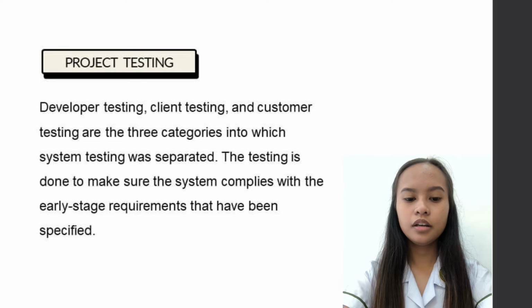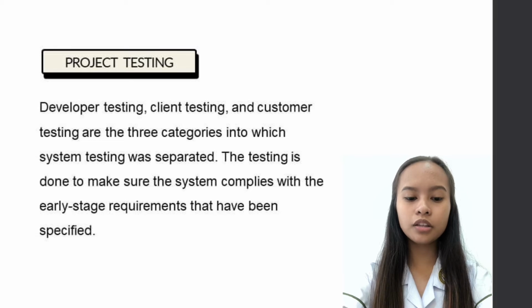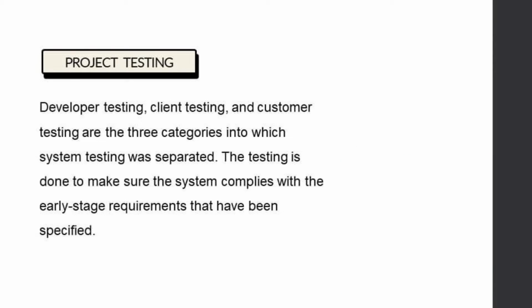Project testing. The researcher used the evaluation tool and user acceptance testing to evaluate the system outcome. There are three categories for the system testing: the developer testing, client testing, and customer testing. The testing is done to make sure the system can be used.